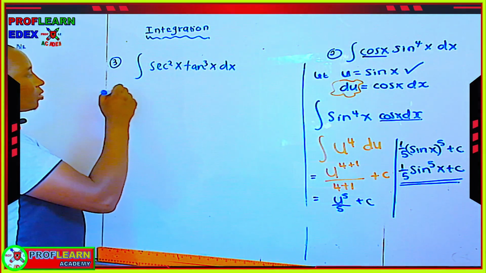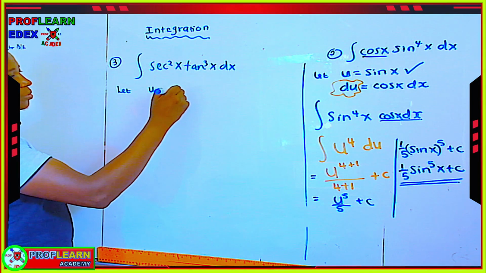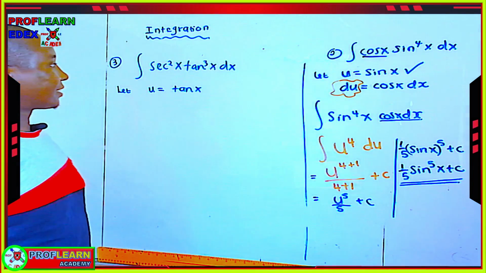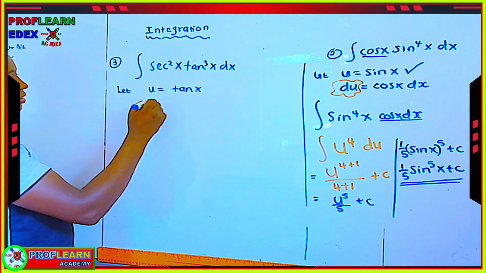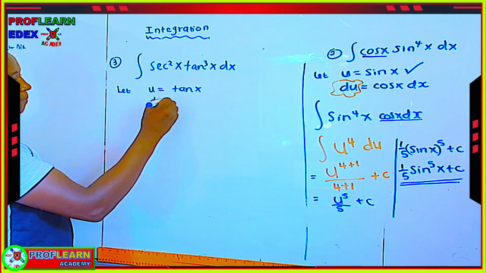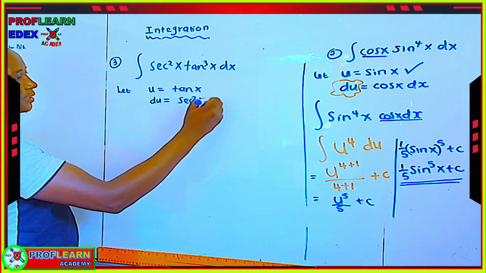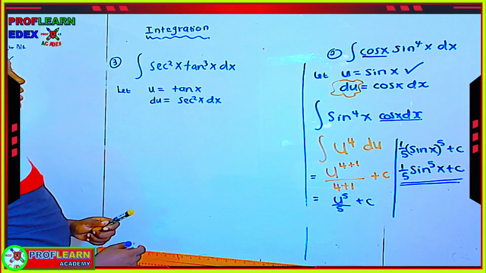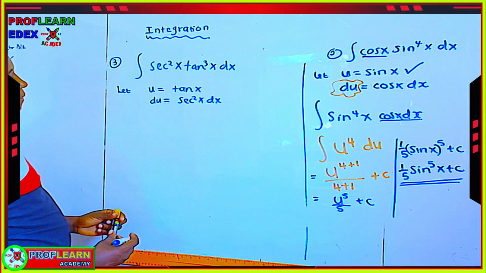So meaning that we are going to say let u be equal to tan x. Then if we are letting u to be tan x, we differentiate both sides. So du is going to be equal to sec squared x dx, because if you differentiate this, you're going to get sec squared x dx. And basically that's what we are having at this given point here, right?